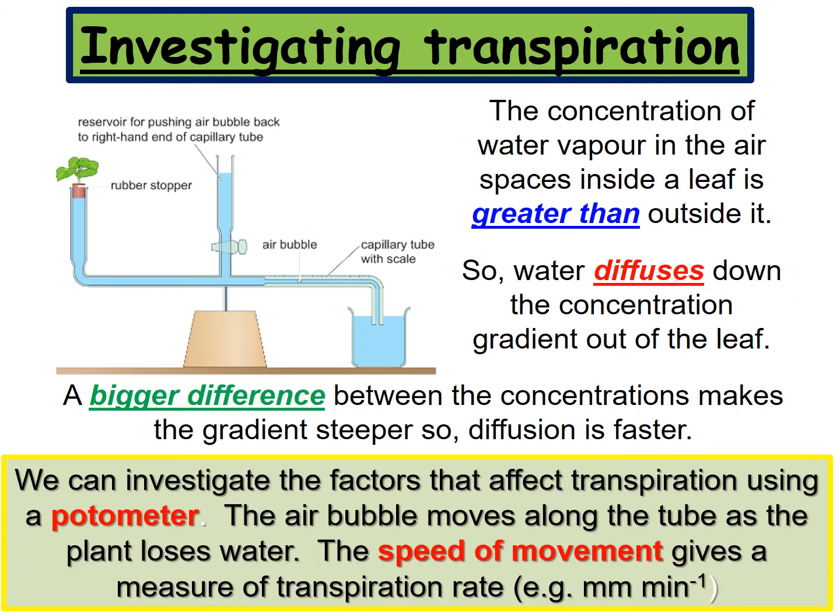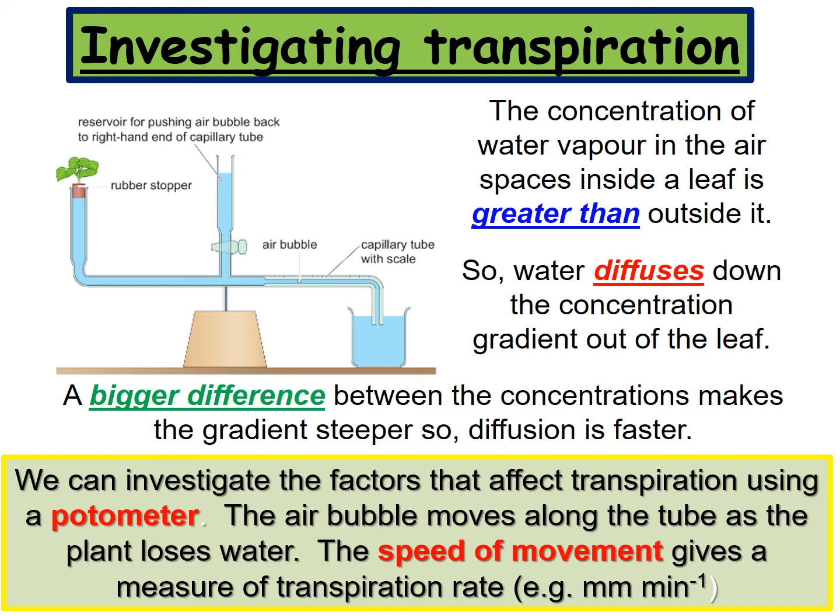During the process of transpiration, the concentration of water vapor in the air spaces inside a leaf is greater than outside it. So, water diffuses down the concentration gradient out of the leaf. A bigger difference between the concentrations makes the gradient steeper, so diffusion is faster.